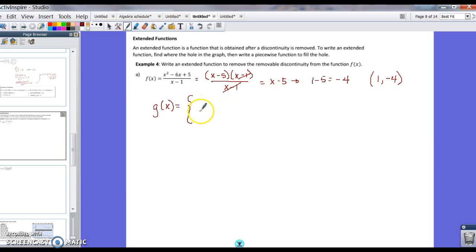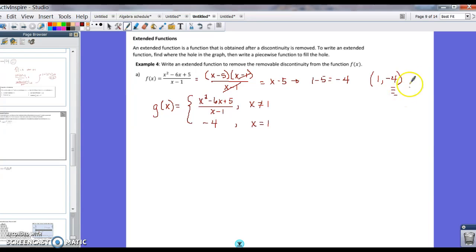So my function is then x squared minus 6x plus 5 over x minus 1, and my other function is just going to be a constant. It's going to be negative 4. And so now all I'm doing is saying, okay, well, I will use the top when x doesn't equal 1, because then I can actually calculate it. But when it does equal 1, I'm just going to say it's actually equal to negative 4.